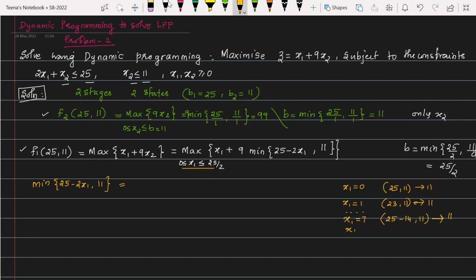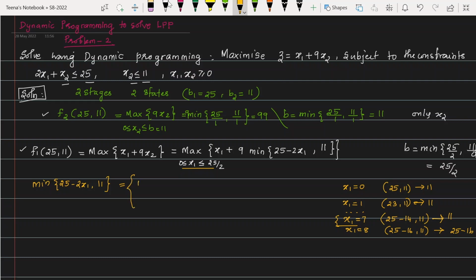Then when x1 is equal to 8, what happens is we will have 25 minus 8 into 2, it is 16, and 11. So between these two, 25 minus 16 is the minimum value. Okay, so from here the minimum value changes. From x1 equal to 8, the minimum value changes, and at x1 equal to 7, both are minimum values. So let us write down this.